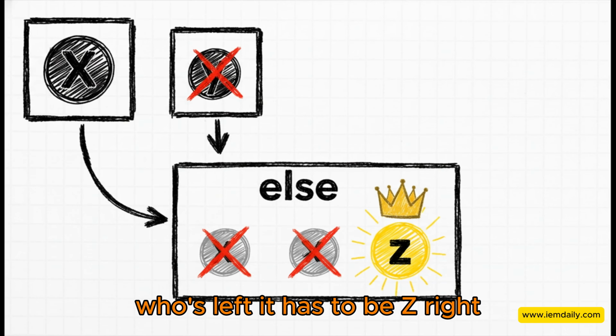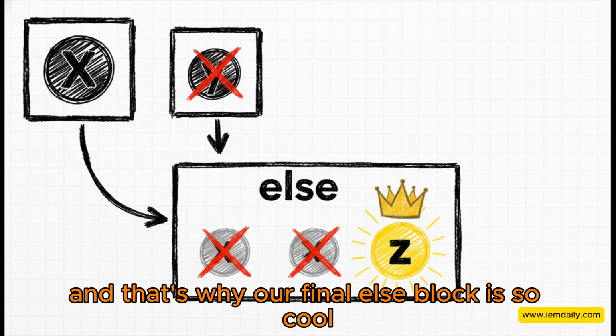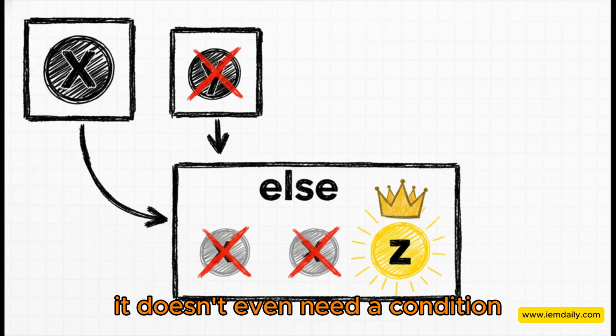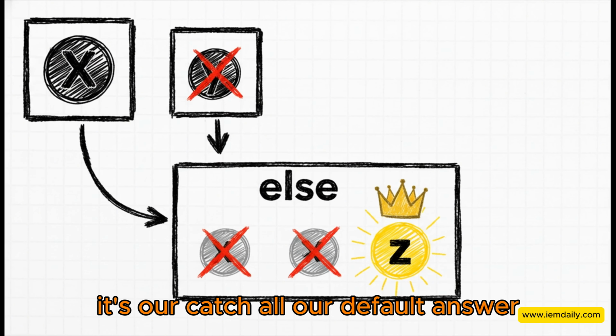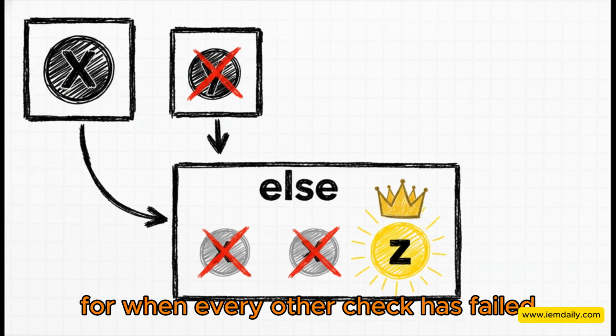It has to be z, right? It must be the greatest. And that's why our final else block is so cool. It doesn't even need a condition. It's our catch-all, our default answer for when every other check has failed.